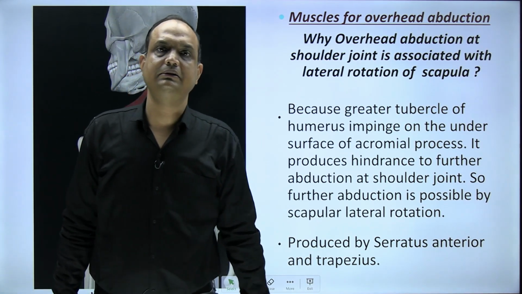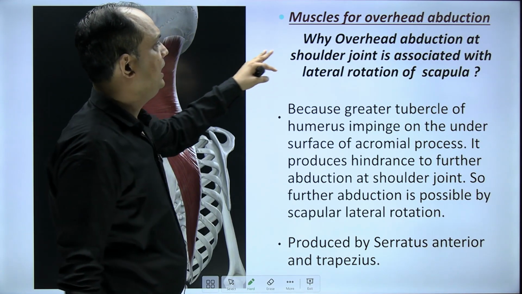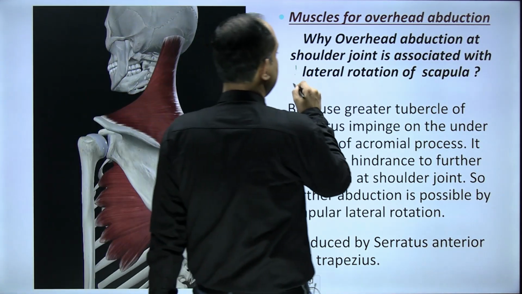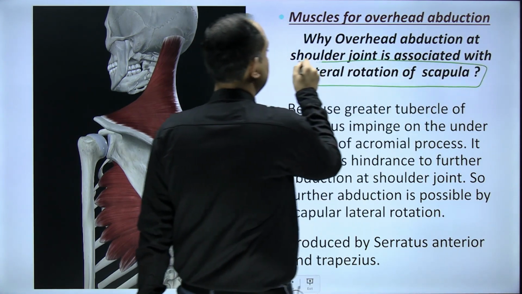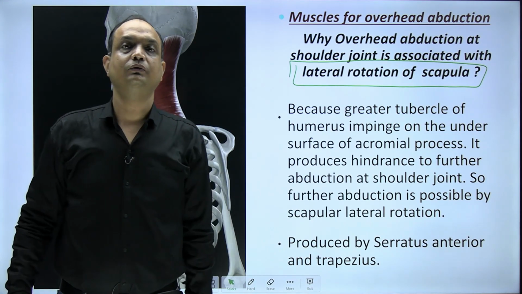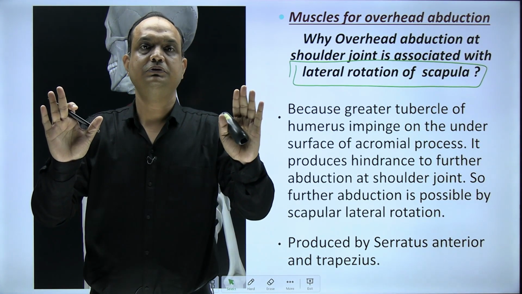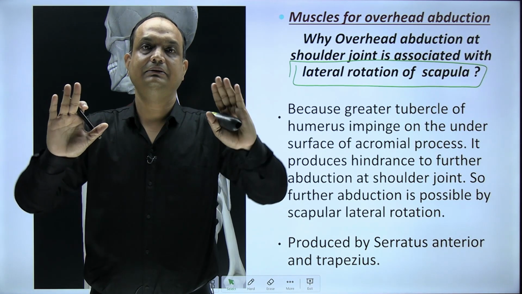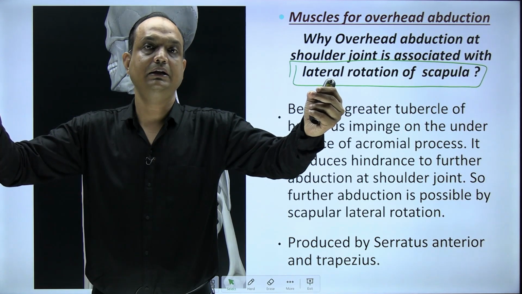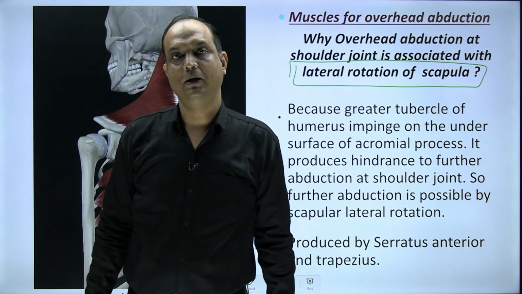So dear students, this is a very commonly asked question in your exam: why is overhead abduction at the shoulder joint associated with lateral rotation or forward rotation of the scapula? So what do you mean by lateral or forward rotation? The scapula is present on the posterior wall of the chest and there is an outward rotation. So the inferior angle moves in the anterior direction, and that is known as forward rotation of the scapula.